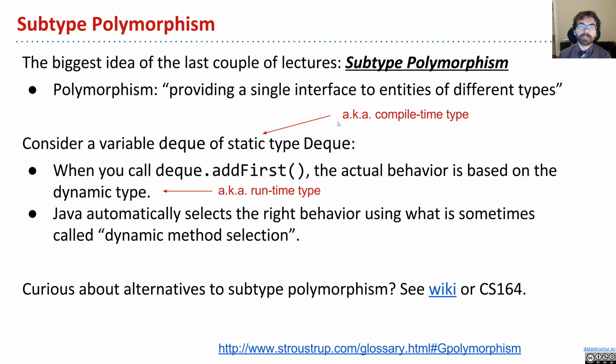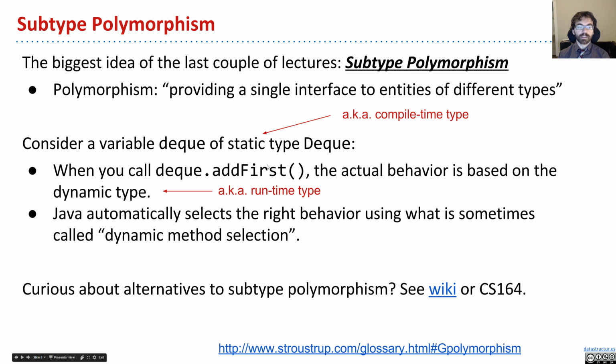Let's suppose we have a variable dec, that's the name of the variable, and it's of static type dec. So whenever you call dec.addFirst, you know that you're getting a thing, whatever it may be, appended to the front of a double-ended queue. It could be an array-based dec under the hood, or a linked list dec, or something else, but there's only a single call you need to know about, a single interface that can access entities of different types. In this case, the different entities would be array dec, linked list dec, and so forth, and the interface would be all the methods that are commonly available.